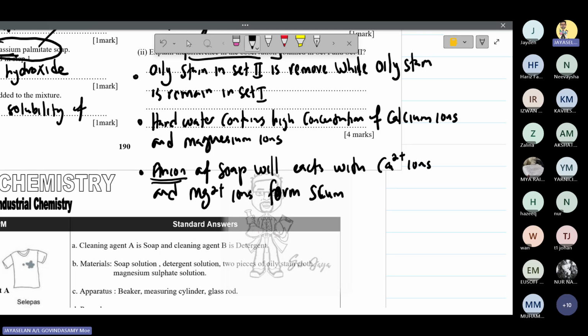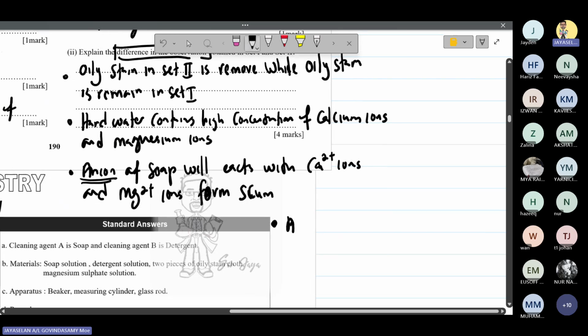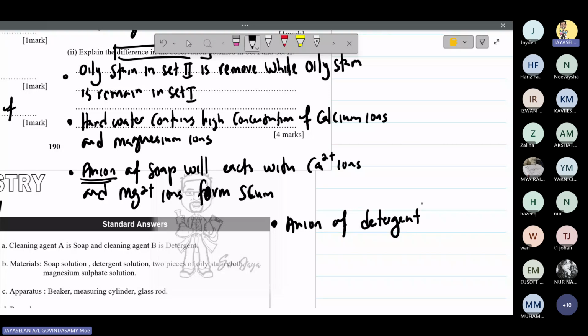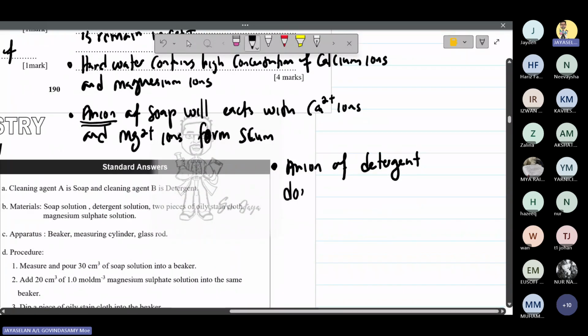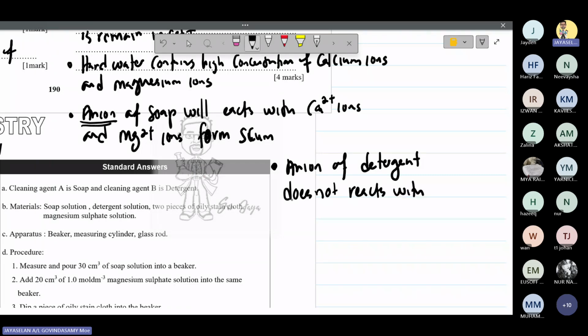Okay, you nak letak task, it's failed to clean semua, suka hati kamu lah. Okay, next point I do here. An ion of detergent, detergent does not react with calcium ion and magnesium ion. Then you put your scum is not formed. Thus, it clean the oily stain remove. Okay, finish. You already score full mark.